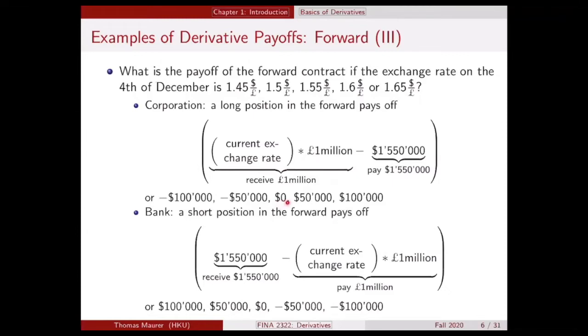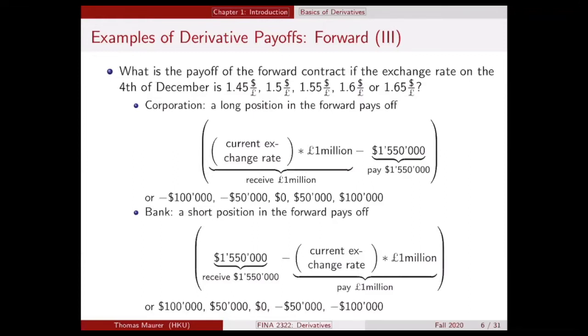So payoff is zero. And again, for the bank on the other side, they get the fixed price of 1.55 million US dollars, and they have to deliver the 1 million pounds, now also worth 1.55 million US dollars. Again, payoff of zero. So basically no one has to pay the other party.